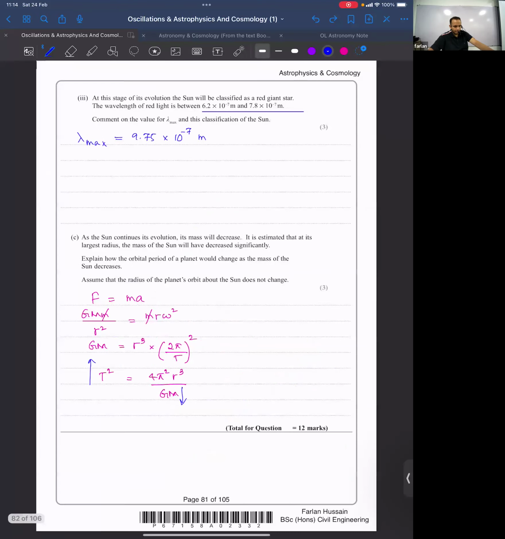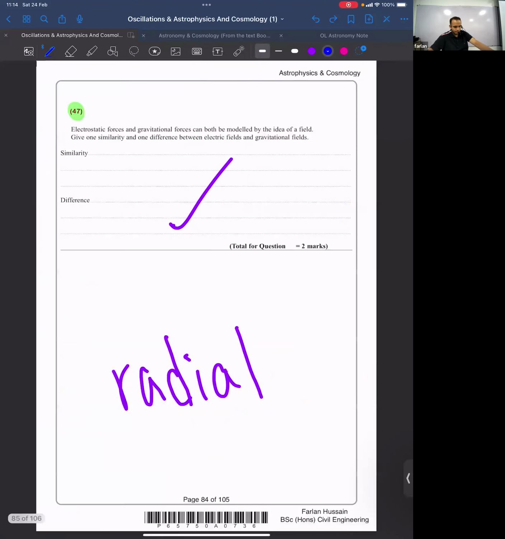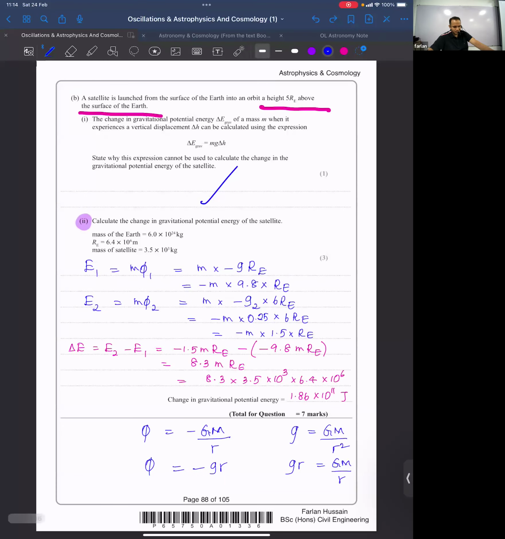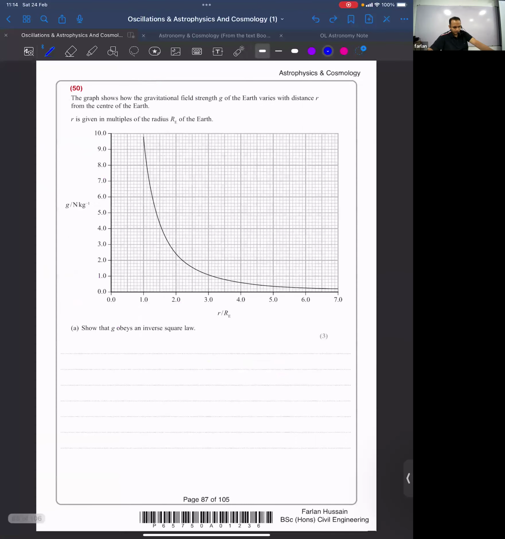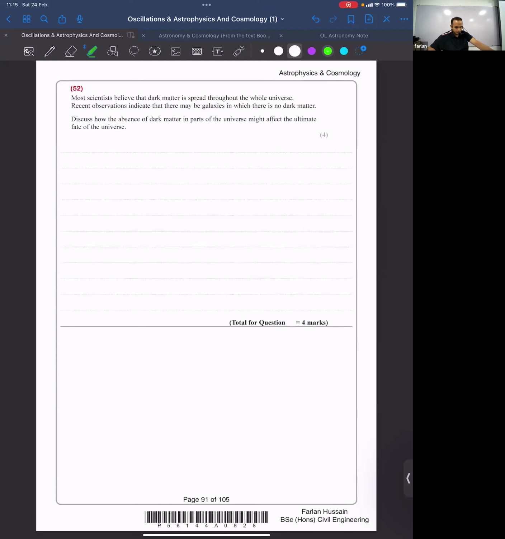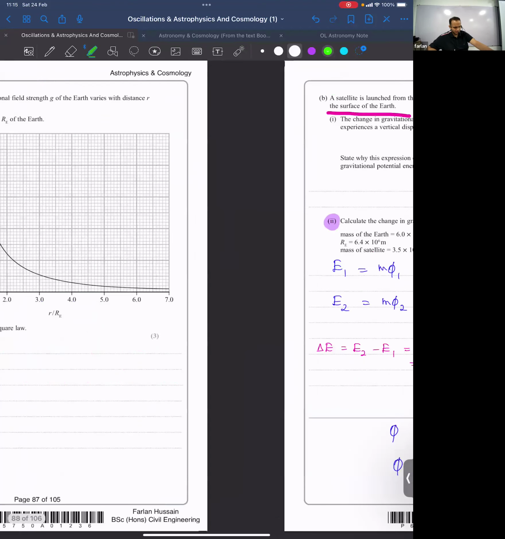And then the 50th one is a simple one. 50th part A we haven't done. Mark that. Yeah, 52. Most scientists believe... 50. Oh, that's a big deal.